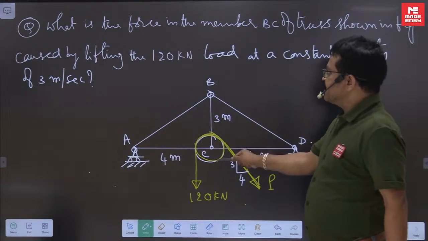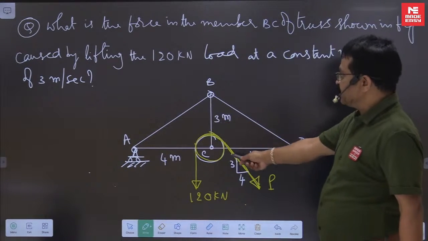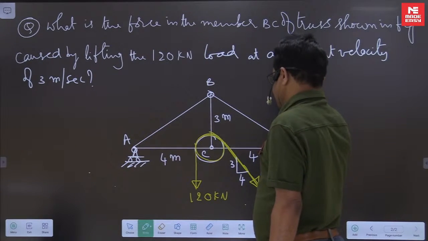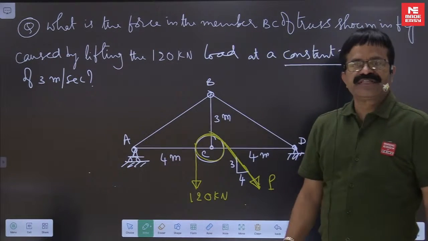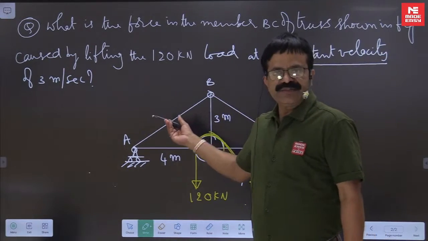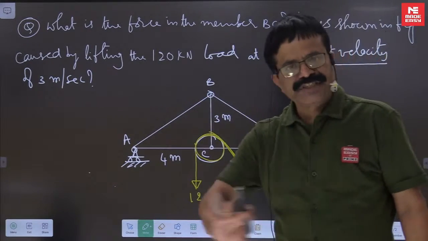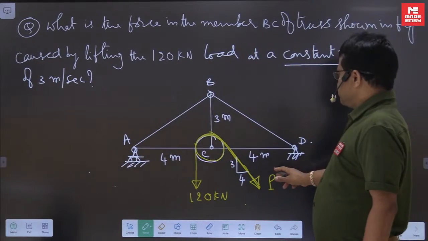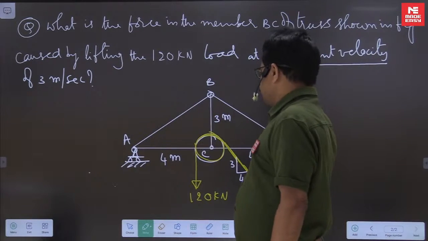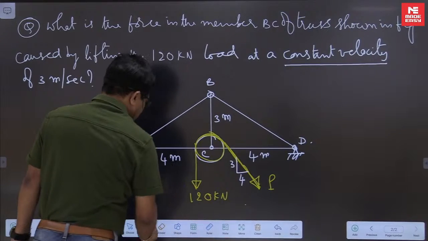What is the force in the member BC of the truss shown in figure, caused by lifting the load 120 kilonewton at a constant velocity of 3 meters per second? Constant velocity means acceleration is 0. That means it is in equilibrium only. A body will be in equilibrium which is at rest or which is moving with a constant velocity. So it is moving downward with some constant velocity of 3 meters per second. So acceleration is 0. That means it is in equilibrium. This is a pulley. That means your P also must be 120 kilonewton.